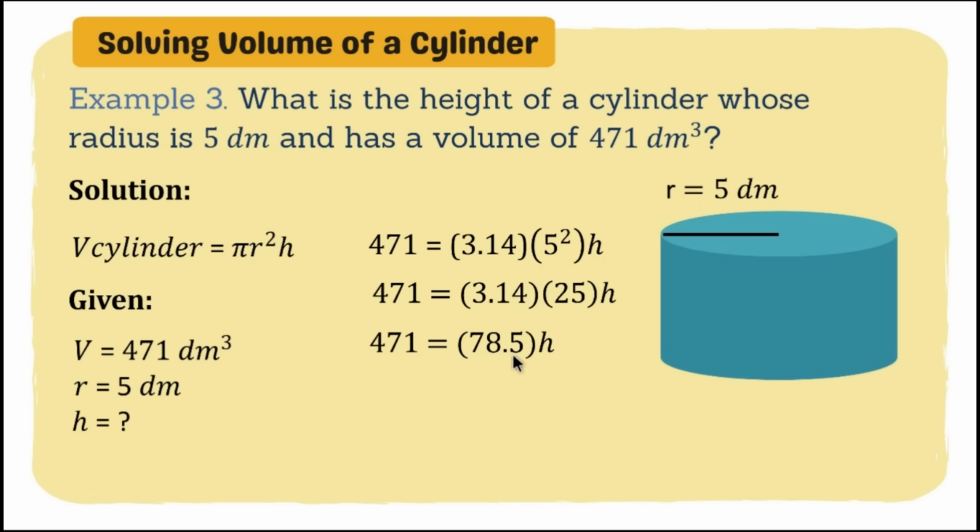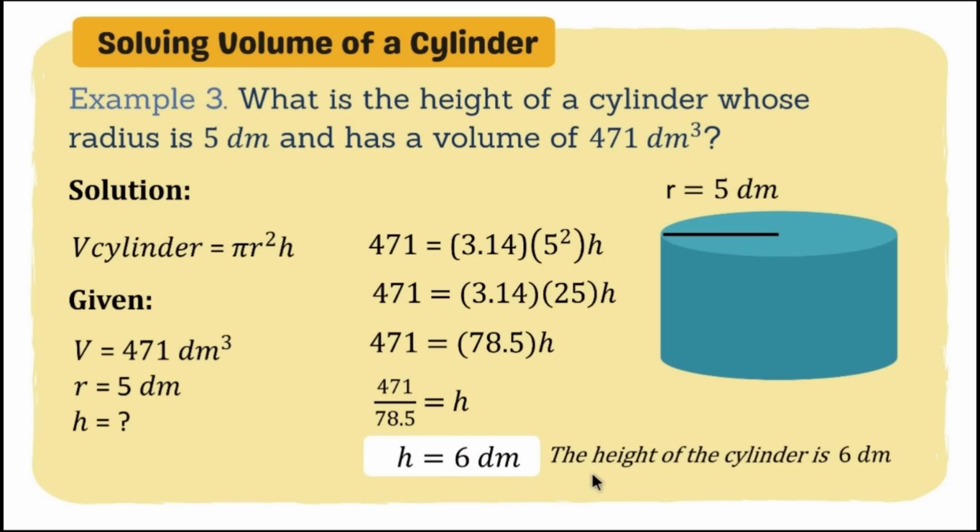Ilan ba ang kakasyang 78.5 kay 471? So, by dividing 471 divided by 78.5, you will get 6 as the value of h. So, our answer is 6 decimeter. The height of the cylinder is 6 decimeter.